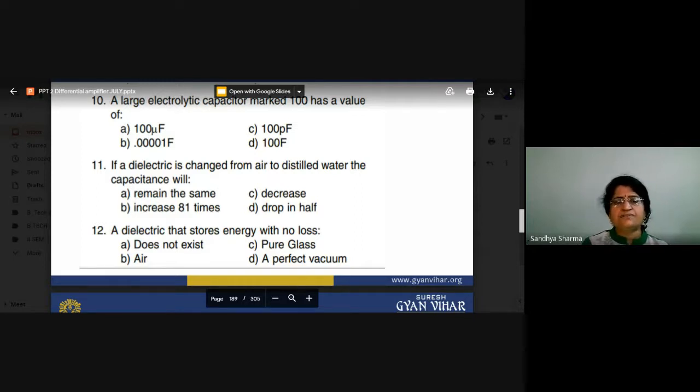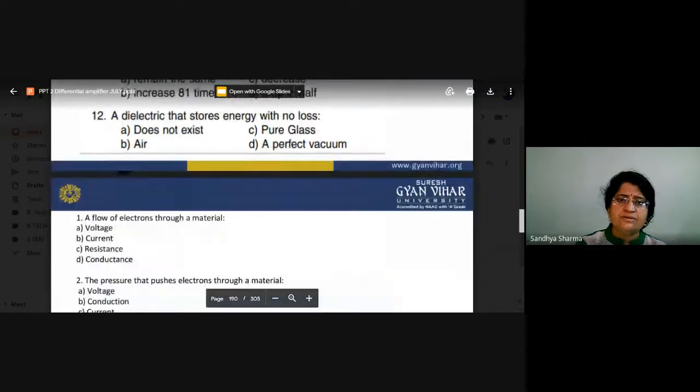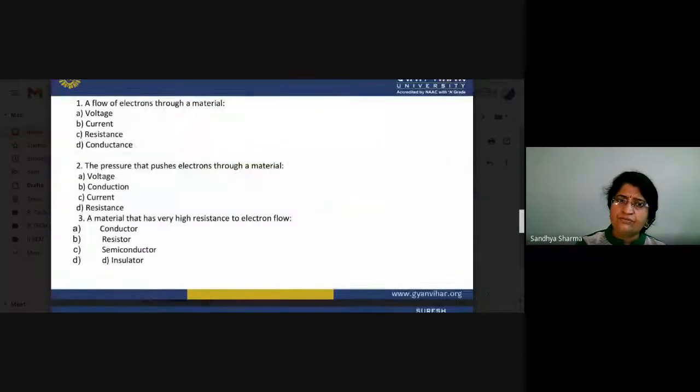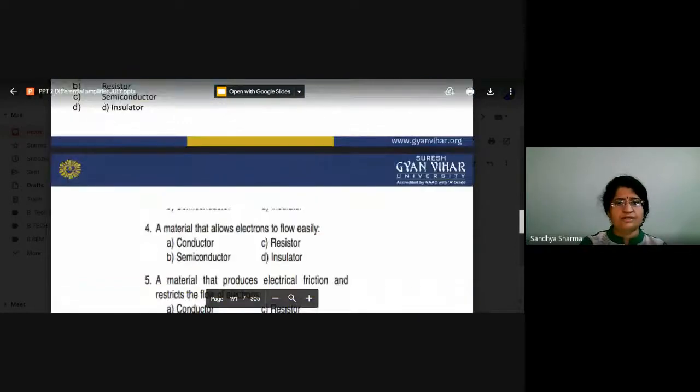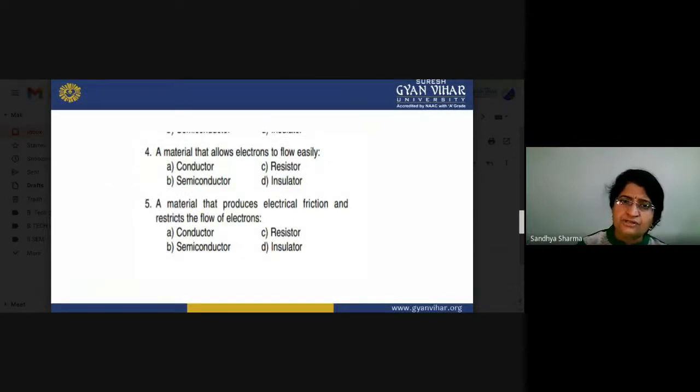If a dielectric is changed from air to distilled water, the capacitance will either decrease or increase. You have to study our lectures well, then you will be able to solve this. And a dielectric that stores energy with no losses: what will happen here? So we have to read these different values. That is the flow of current through materials, the pressure that pushes the electrons through the material. What type of values we have to know about. And those are the basic questions on semiconductor material that allows the electrons, and on what produces electrical friction and restricts. So what type of passive component property are these? You have to know this very well.